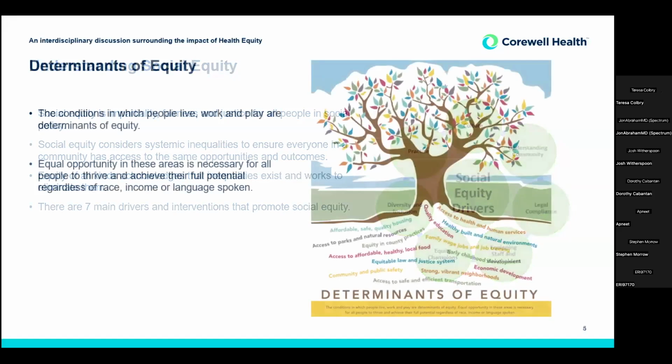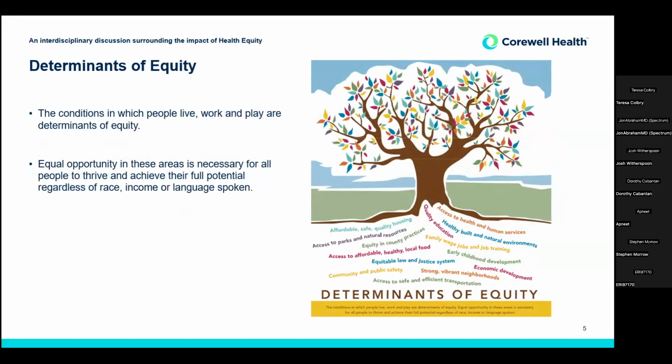So many of you have probably heard of determinants of equity. It is something where we are focusing on the people that live, work, and play in their area. All of those conditions factor into determinants of equity. I really like this tree because I picture this tree as a patient you're consulted on. Look at the layers and the roots that impact their care. If that patient might have been late for your appointment, pause and reflect on maybe why.